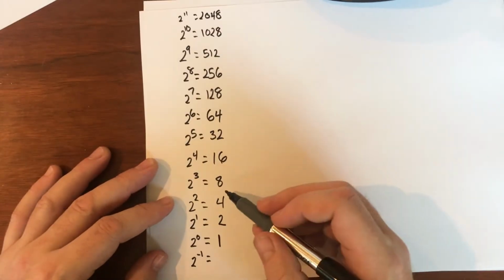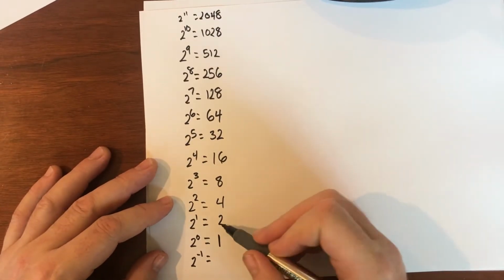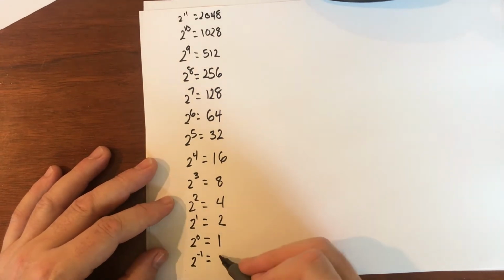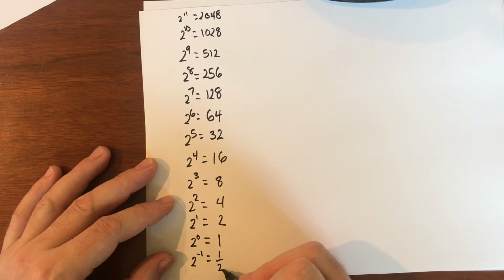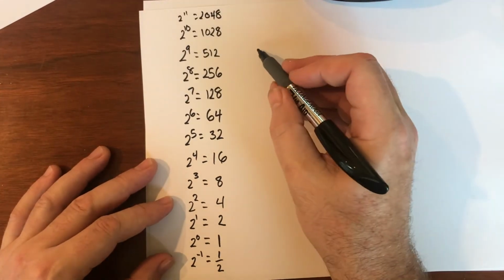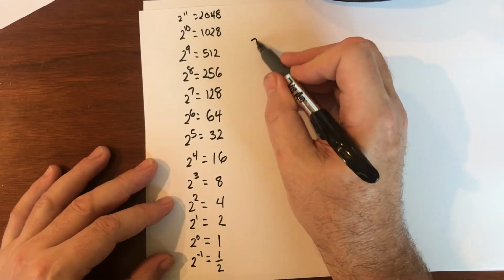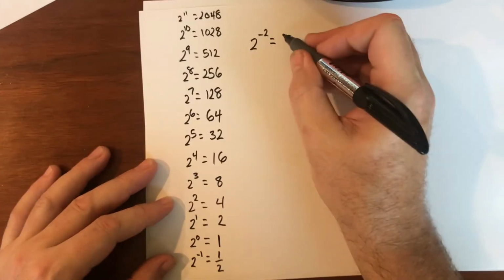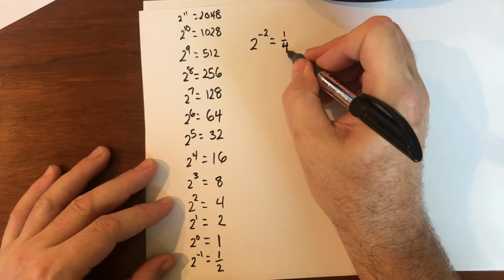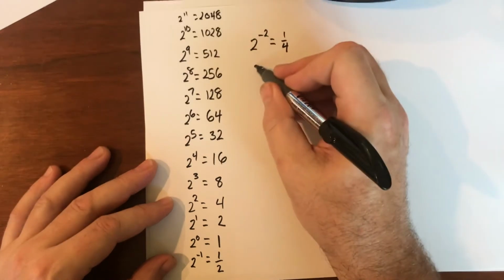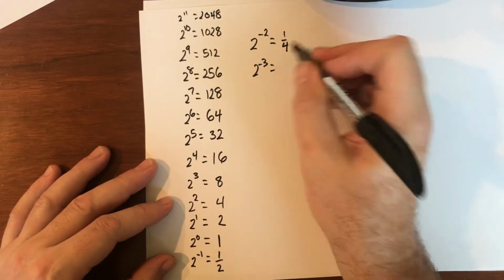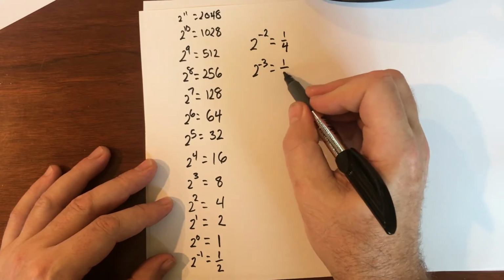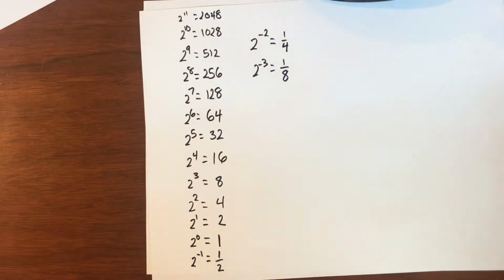Let's go with a pattern. Half of 8 is 4. Half of 4 is 2. Half of 2 is 1. Half of 1 is 1/2. I'm going to come back up here and write the next one. 2 to the negative 2. Well, half of a half is 1/4. And if I do 2 to the negative 3, half of a fourth is an eighth. It's like pizza, right? So what do we see here?